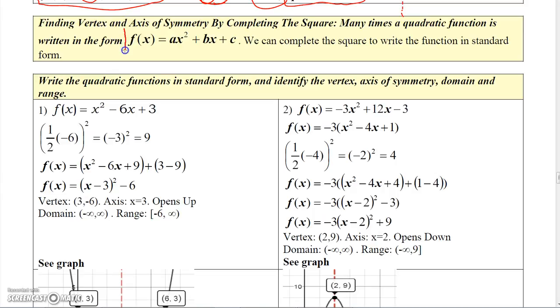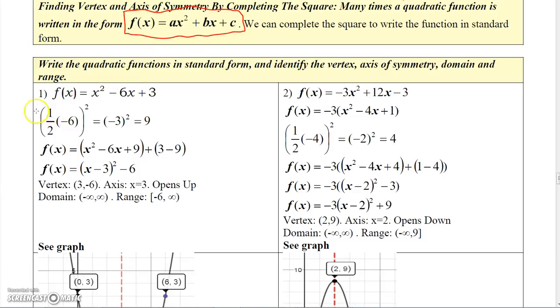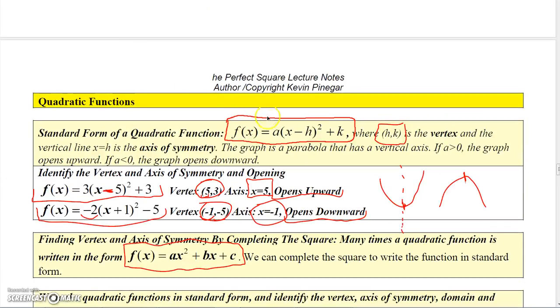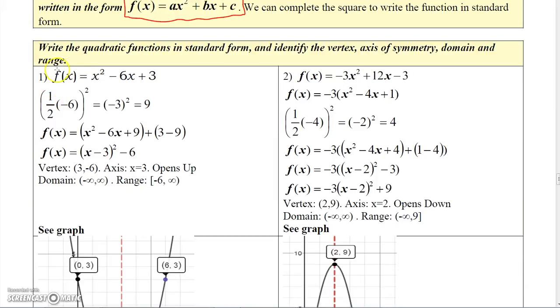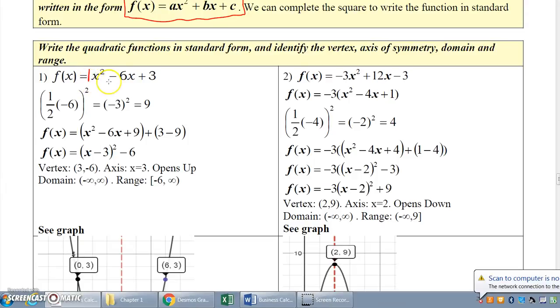Many times your quadratic function is written in a form like ax² + bx + c, where a is the coefficient of the x² term, b is the coefficient of the x, and c is just the constant. Kind of like this one here. In that case, you can convert this back into the form up here by completing the square. It's easiest when the coefficient of the x² term is 1. If it is 1, then it's pretty easy to complete the square.